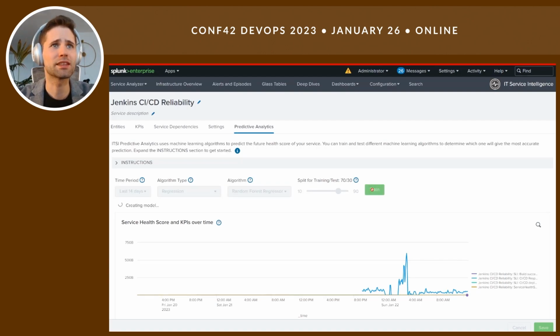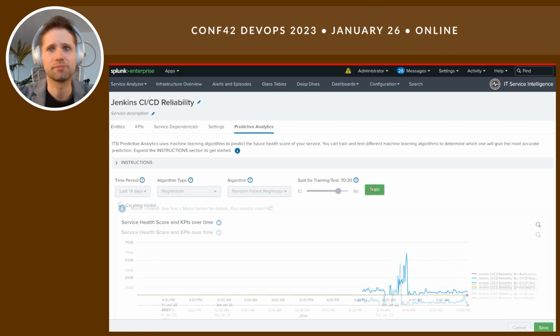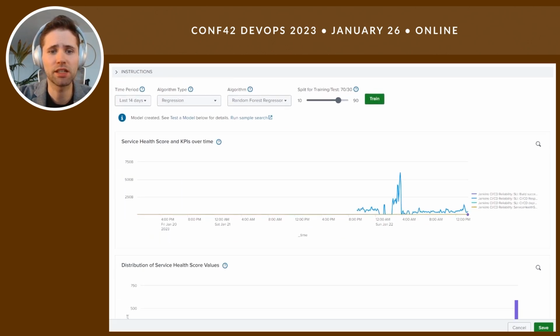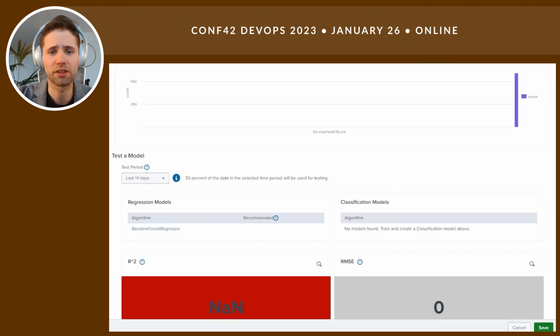This is now currently training the model based on my Jenkins reliability service, which I've selected, and its KPIs, and this might take a couple of minutes. Now we see that our model is ready. It has been trained, but also tested. Let's quickly look at the test results. Specifically, I want to see how my model performed on the test set.